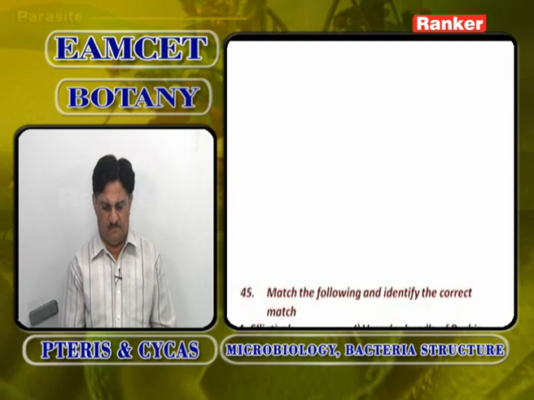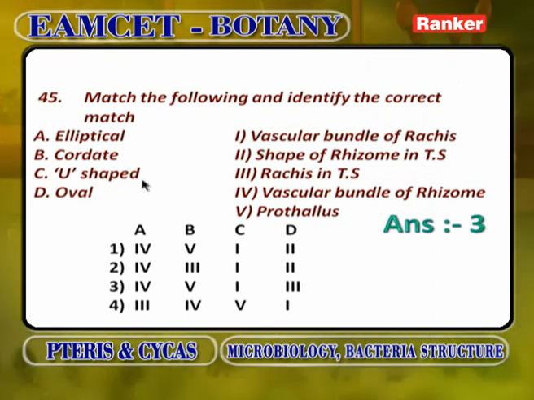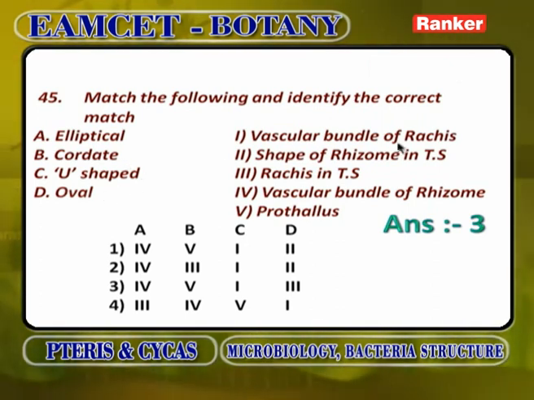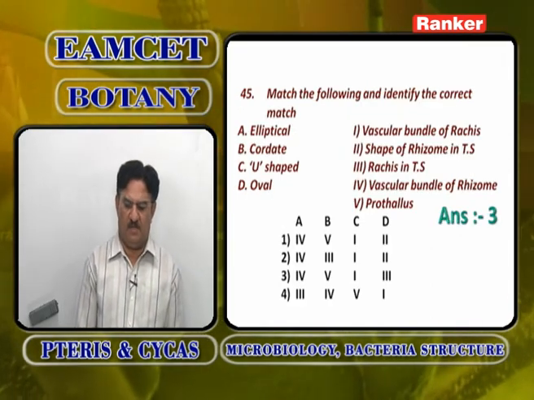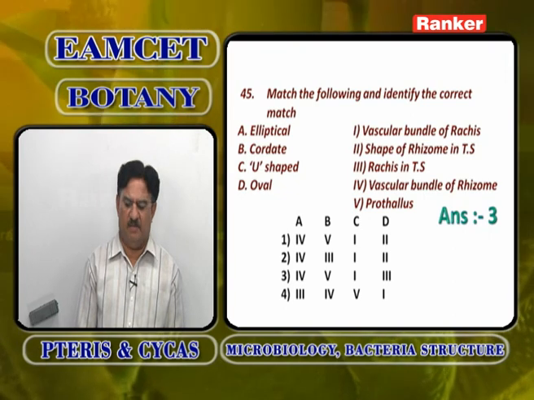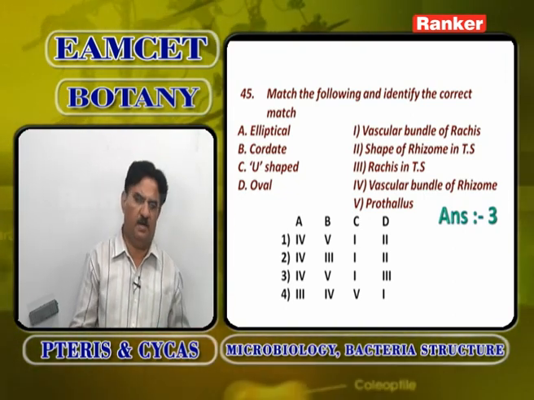First option. Match the following and identify the correct match. Elliptical, chordate, U-shaped and oval. Vascular bundles of rachis, shape of rhizome in Pteris, rachis in Pteris, vascular bundle of rhizome and prothallus. Answer is 3. A4, elliptical. Vascular bundle of rhizome is elliptical. Then B5, chordate. Prothallus is always chordate shaped with broad anterior region showing U or V shaped notch.